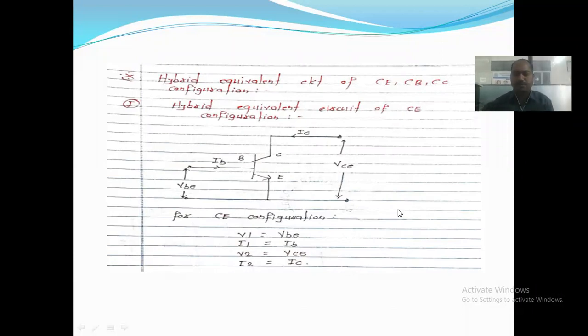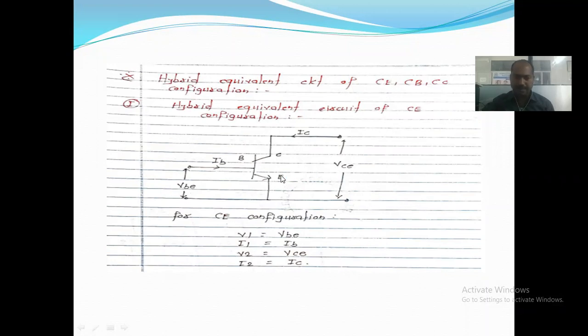For that purpose we have the three types of configuration: common emitter, common base, and common collector configuration. In each we take one terminal as common between input as well as output. We have seen the common emitter configuration. In it we take the emitter terminal as common between input and output, and that's why it is called the common emitter configuration. We have to find the hybrid equivalent circuit of a particular configuration, either common emitter, common base, or common collector. But in this case we find the hybrid equivalent circuit of the common emitter configuration, right?